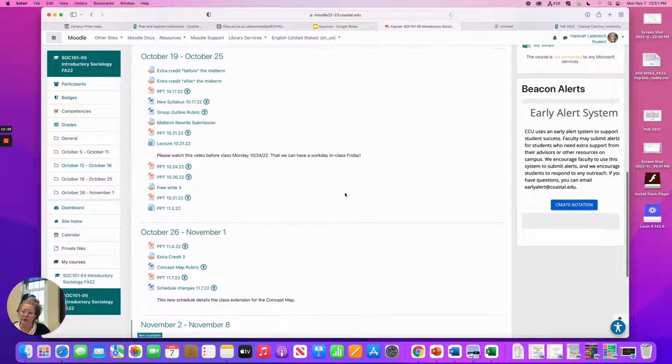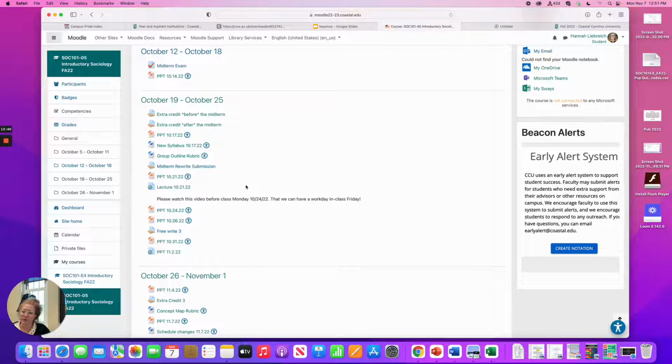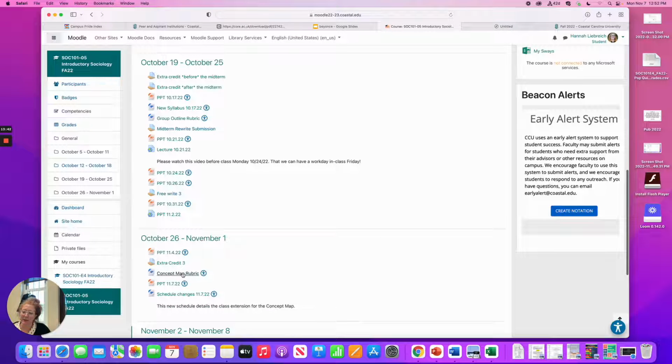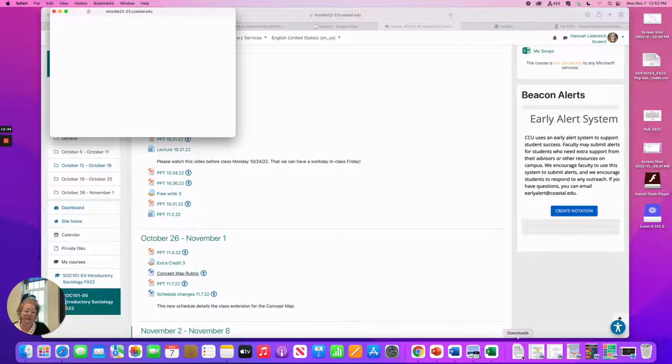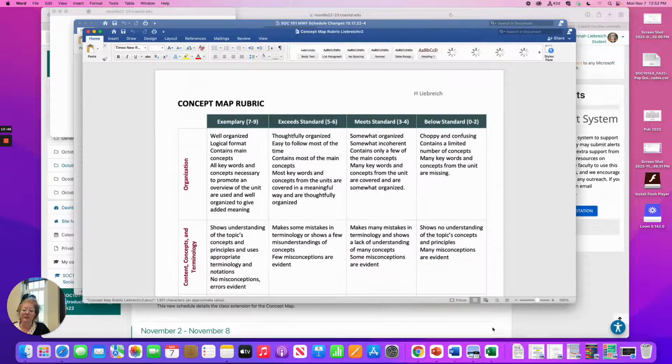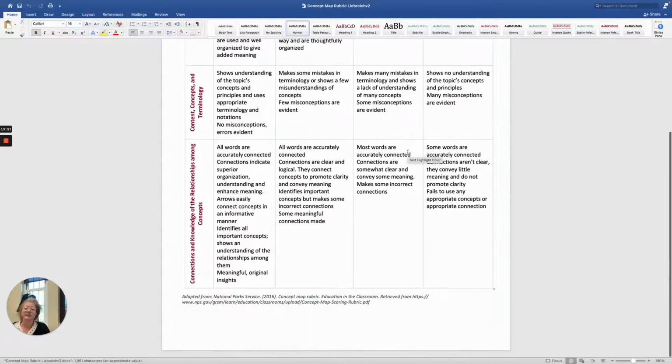If you go to the concept map rubric, you can see how you'll be graded for this assignment. But essentially what you need to be doing for this assignment is taking class concepts that are connected and related to each other, and then typing up or writing out the definitions of these terms and making connections between all the different things we're covering in class.